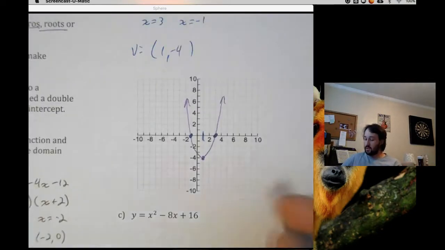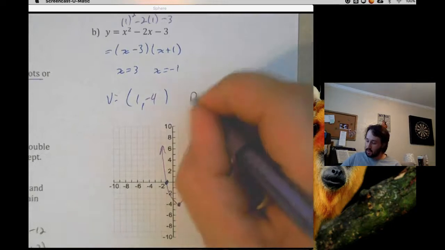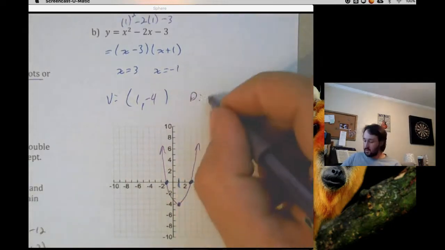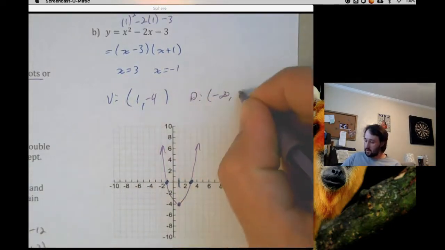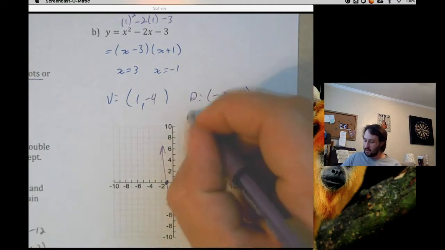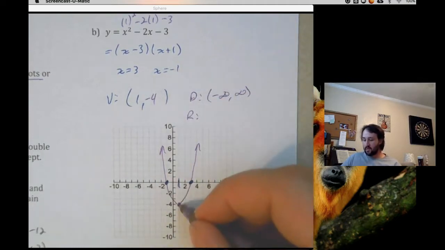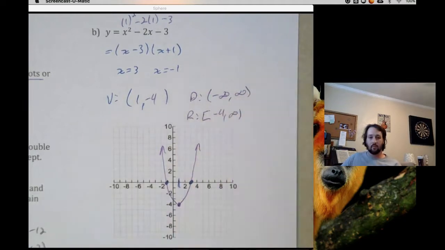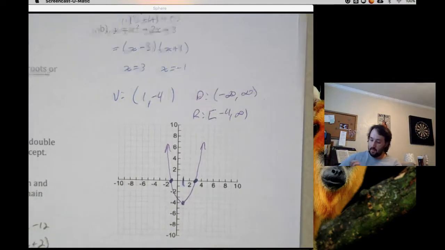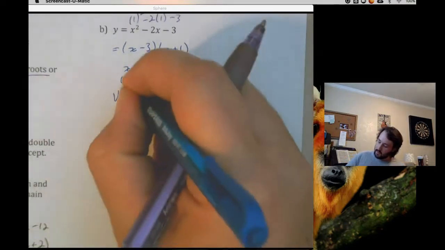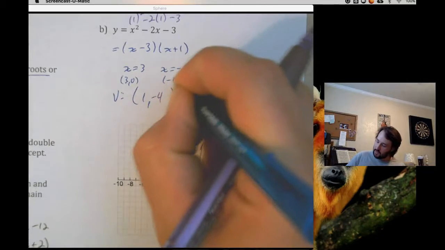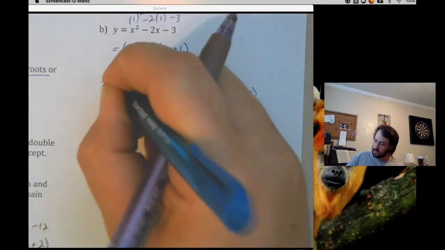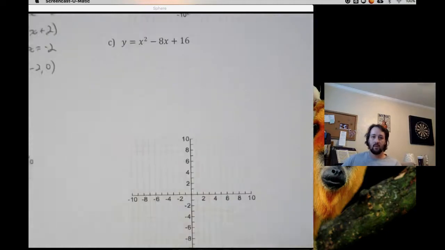And then to determine the domain and range, I'll do it up here real quick. So the domain is always still going left and right forever and ever for any parabola with an x squared. So now for the range, the lowest y value is -4. It's a minimum. So I'm going from -4 up forever to infinity. All right. Oh, and I didn't list the x-intercepts as ordered pairs, so it'd be 3, 0 and -1, 0 for the x-intercepts. Cool.